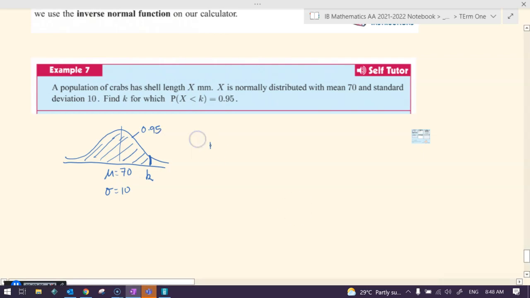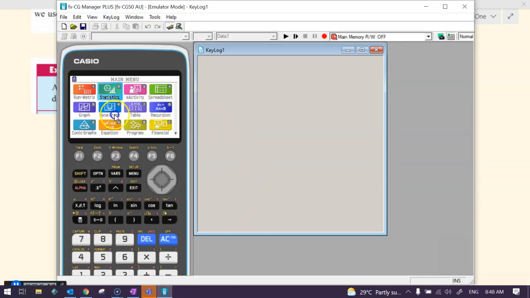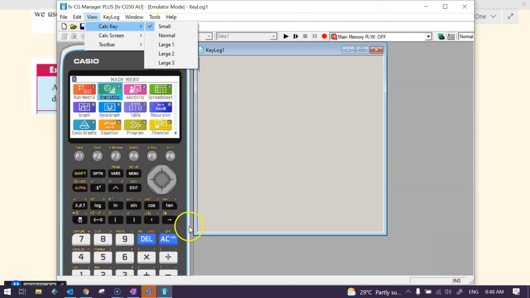We actually use the inverse normal function on our calculator. So let's go ahead and look at how we do that right now. So we're going to statistics again. Whoa, it's zoomed in really close now, isn't it? Can I change the view to small? It's already small. Oh well, we'll see how we go.